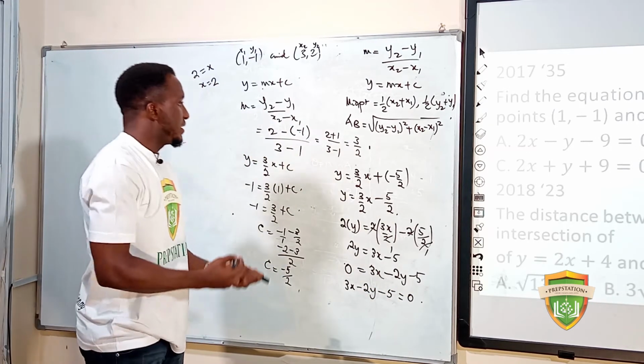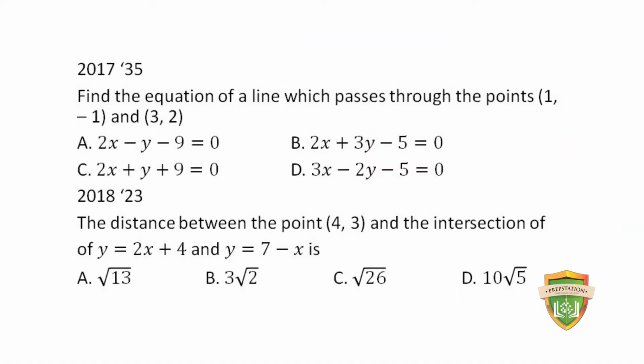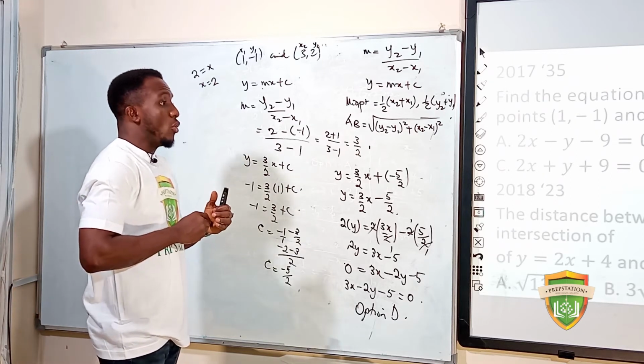Now this is the answer to the question. So as you can see, we have 3x minus 2y minus 5 equals to 0. Now that is option D. That's the correct answer. Option D. So we are good to go.